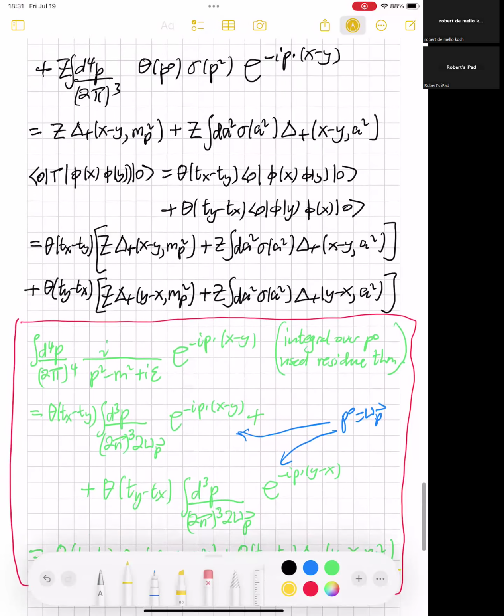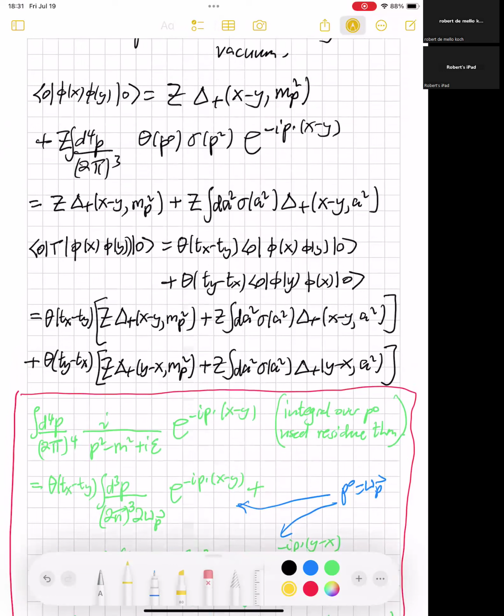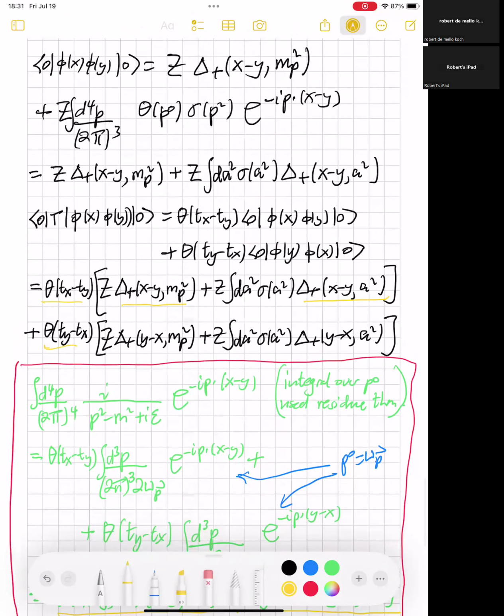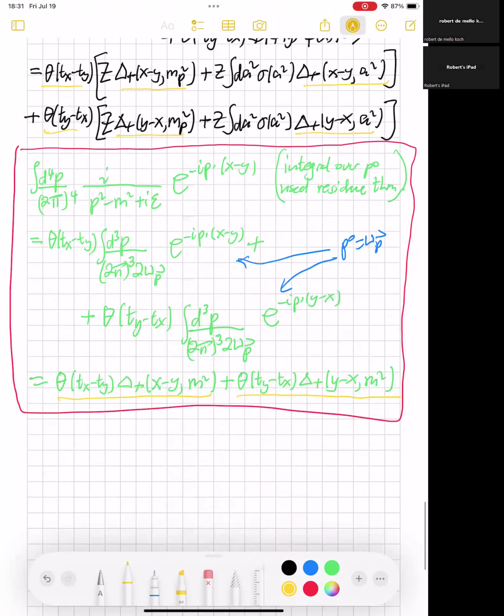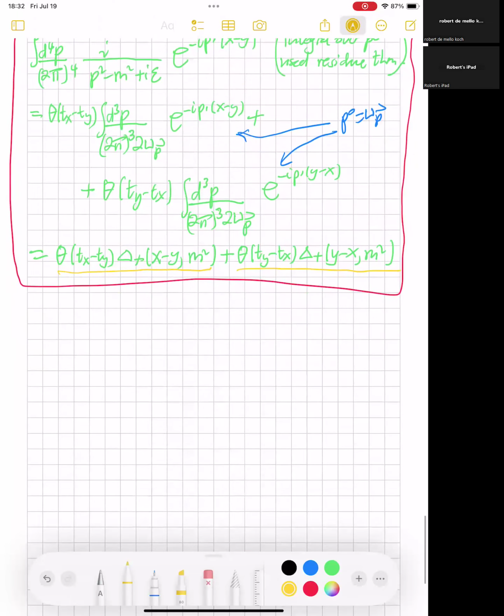Look at the answer we're getting for our time-ordered correlation function here. We've got a theta function and these Δ_+ sitting there, and over here another theta function and these Δ_+ sitting there. So using this red box, I don't need to write a theta with a Δ_+ and a theta with a Δ_+. I can just write an integral d^4p over (2π)^4 of i over p² minus m² plus iε, and the exponential. So now, using this formula, what do we get for our time-ordered correlator?